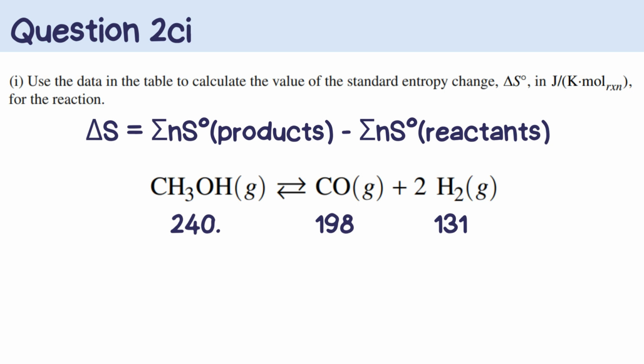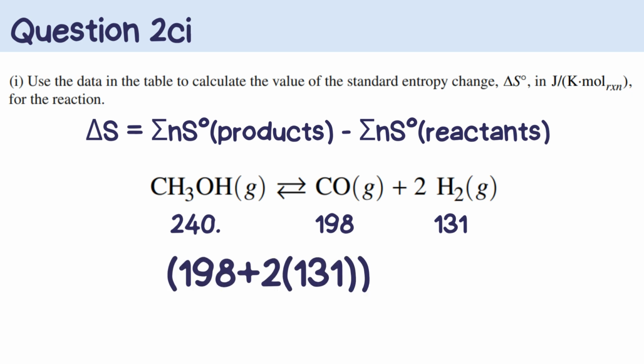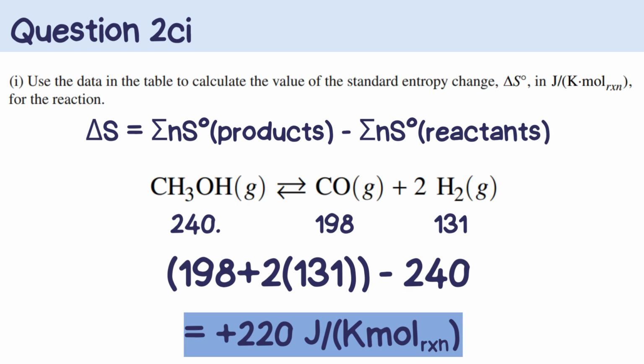Now we have to add the values on the product side and subtract the values on the reactant side. That's going to be 198 plus 131, and remember that there are 2 moles of the hydrogen gas, so you have to multiply the 131 by 2. Then you subtract that quantity from 240, which is on the reactant side, and you get about 220 joules divided by Kelvin times mole of reaction for a final answer.